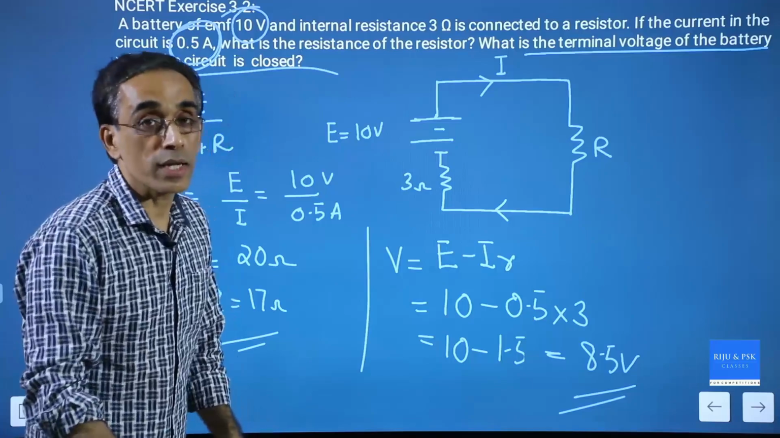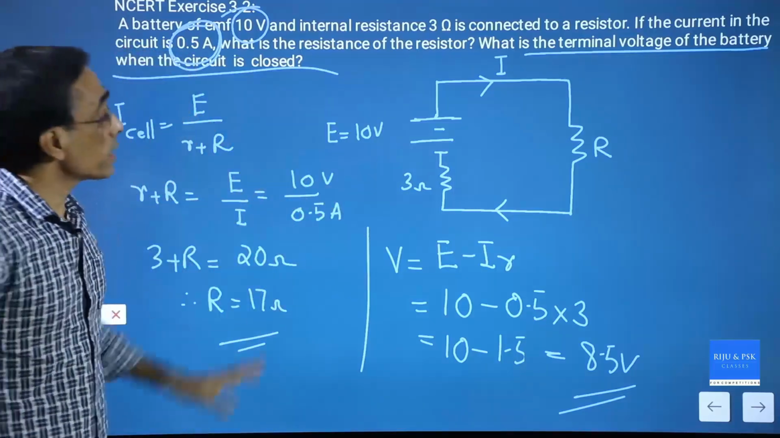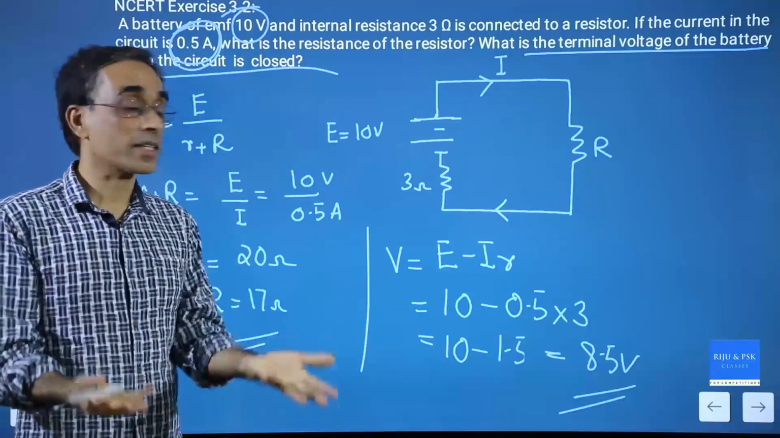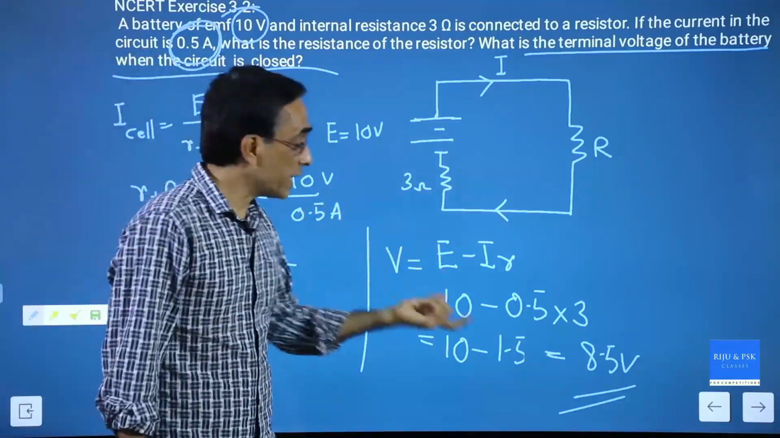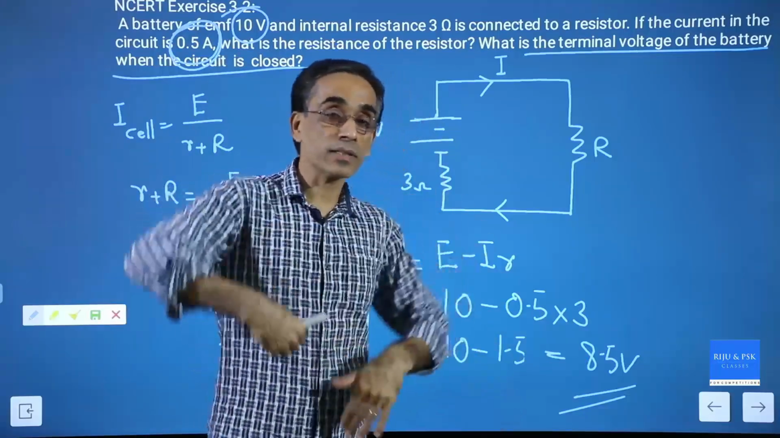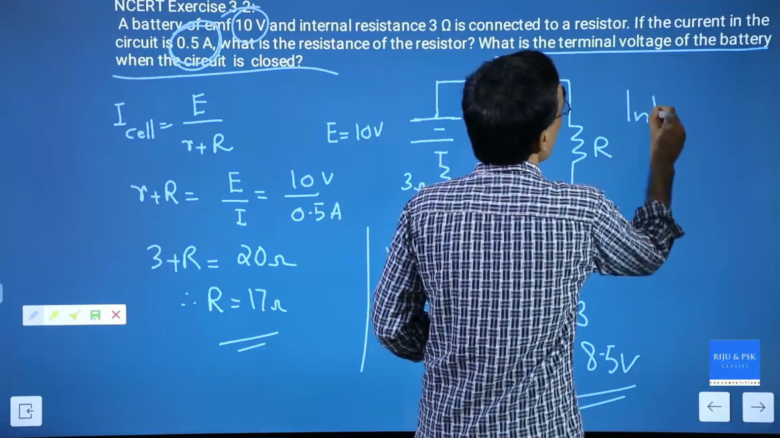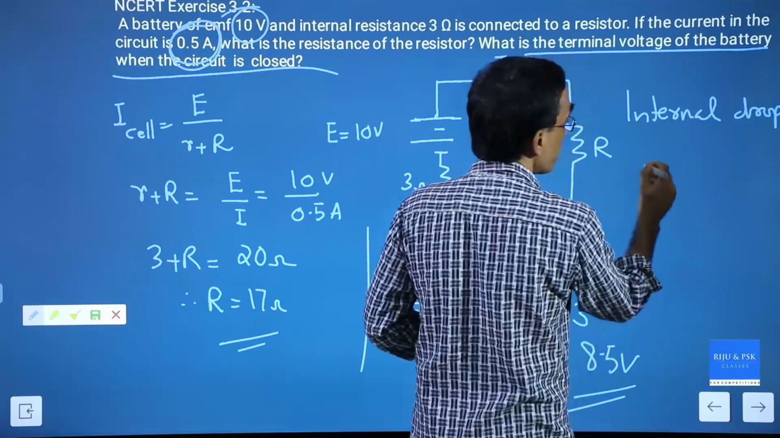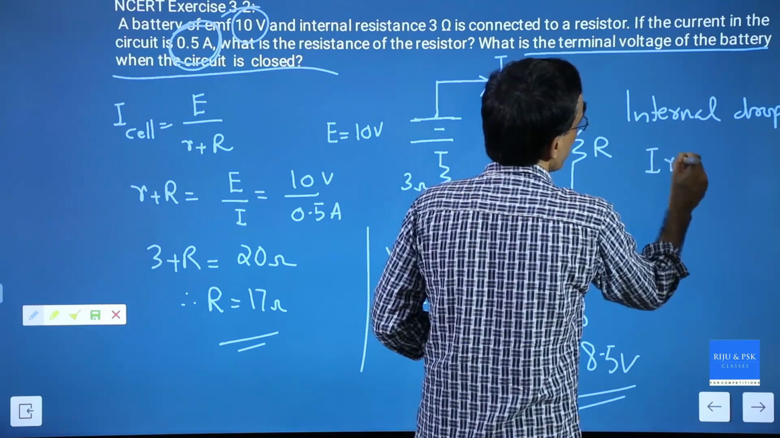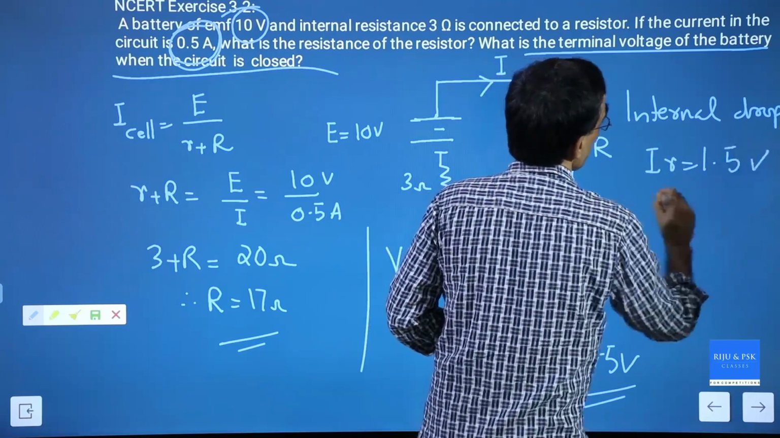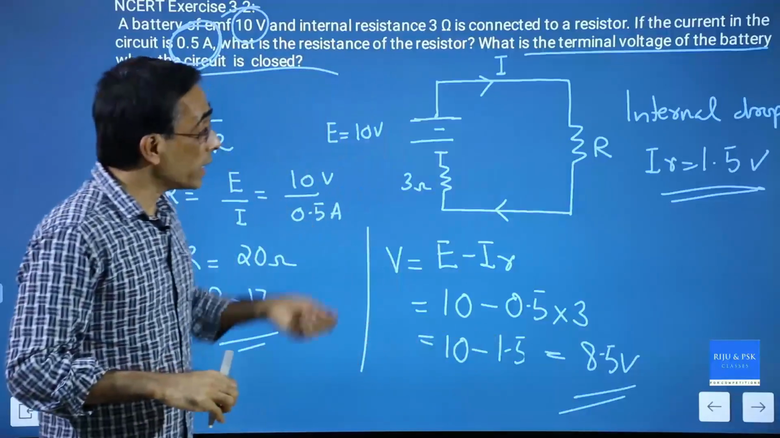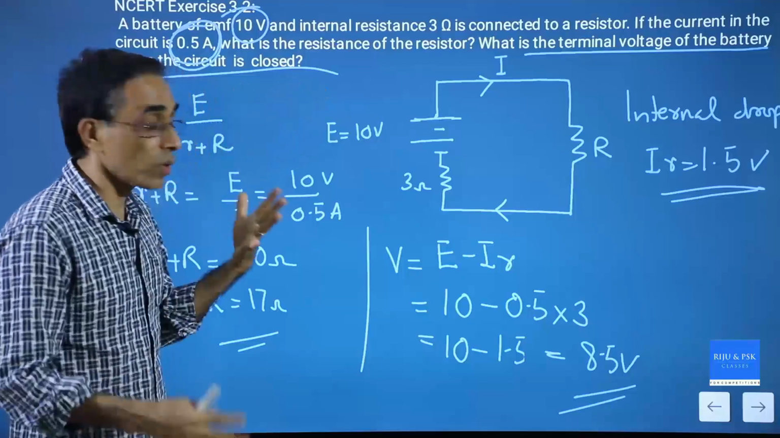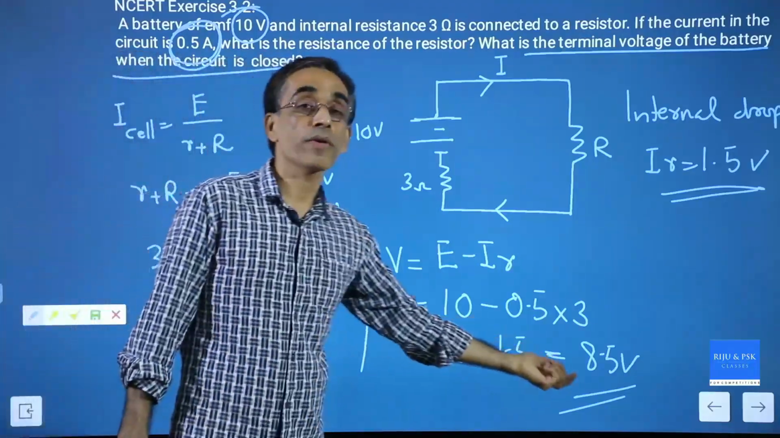This problem should tell you what's actually happening in a cell. The cell was creating 10 volt. Poor cell, it was creating 10 volt. But due to internal resistance, it lost 1.5 volt inside. So how much is the internal drop? Internal drop is Ir, and inside there is 1.5 volt lost. Only the remaining is available. The remaining is how much? 8.5. So they are telling that 10 volt can be created in the cell, but available is always 8.5 volt.